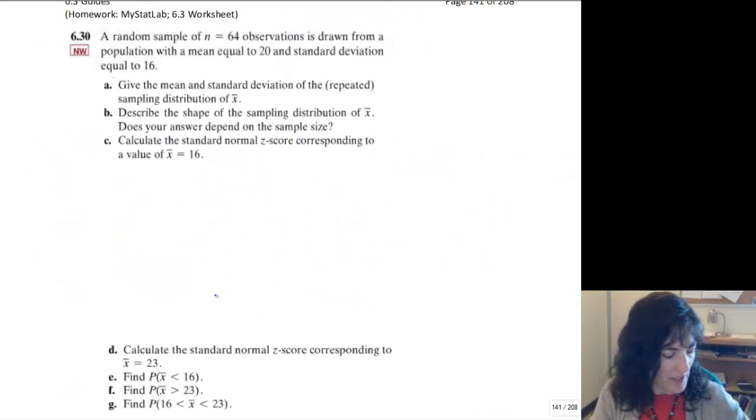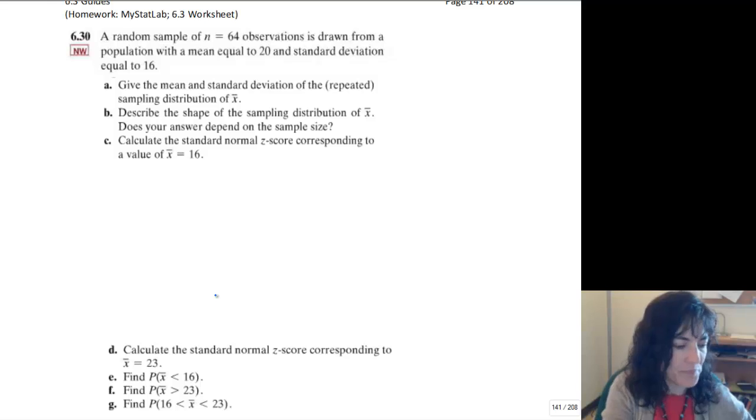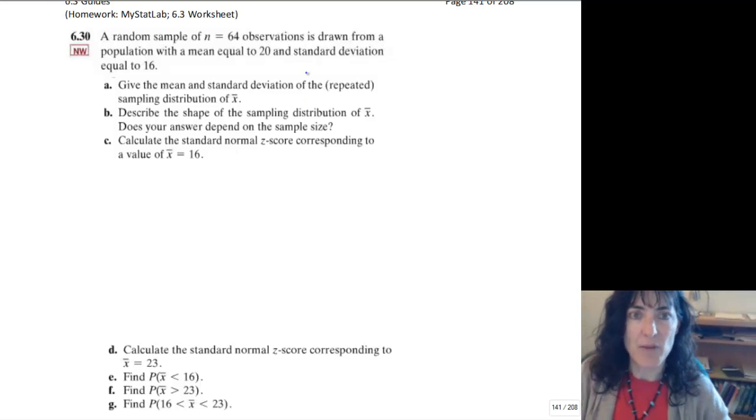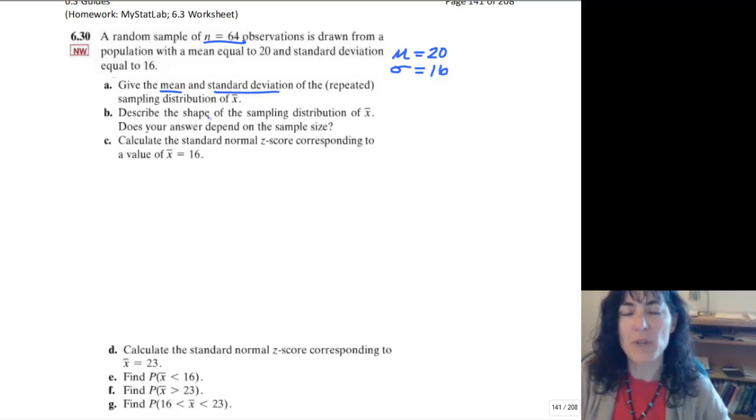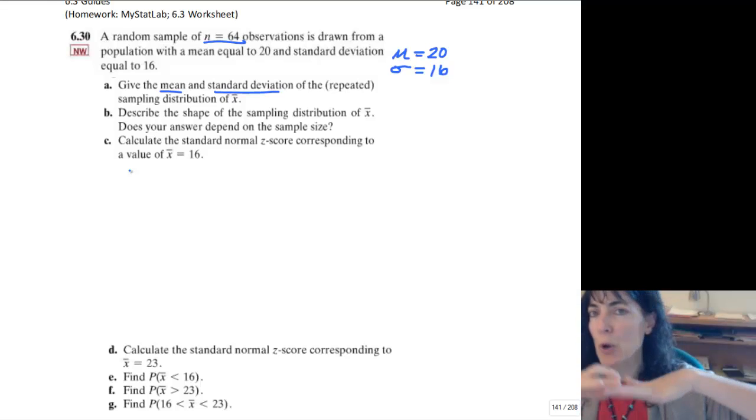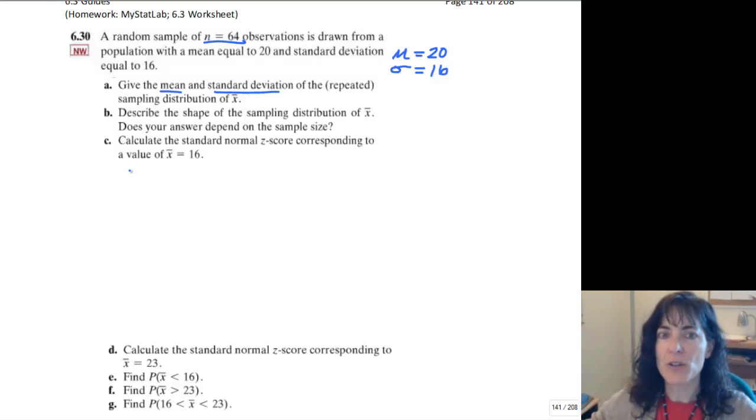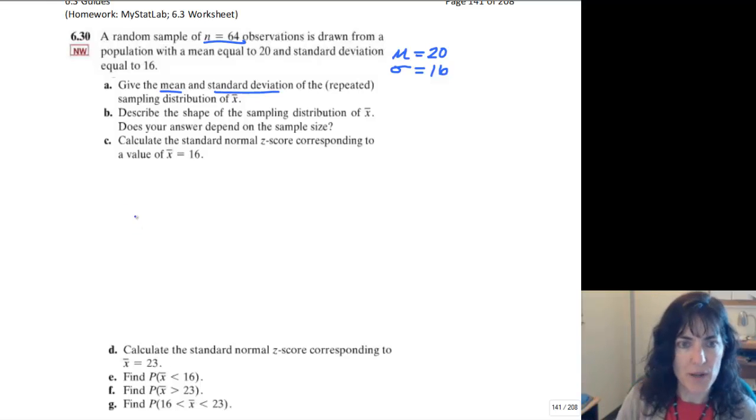All right, let's take a look at another example. This is a random sample of n equals 64 observations drawn from a population with a mean of 20 and a standard deviation, so it's not variance this time, standard deviation of 16. Give the mean and standard deviation of the repeated sampling distribution of x bar. So that means we're doing a whole bunch of experiments, and our sample size is 64, but we're doing maybe 1,000 of them, who knows how many.